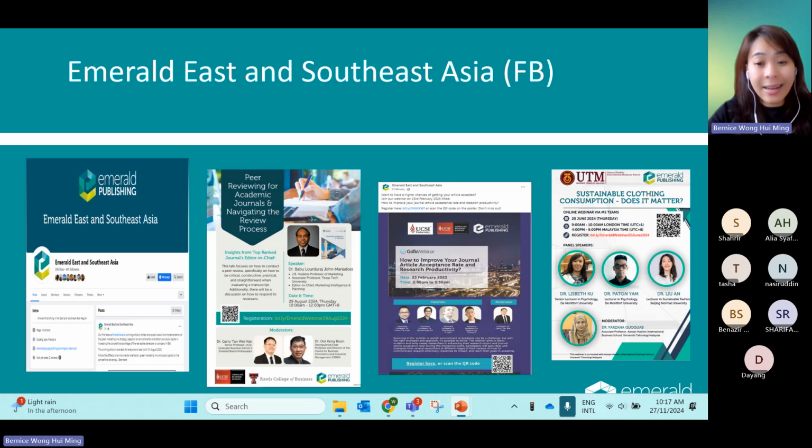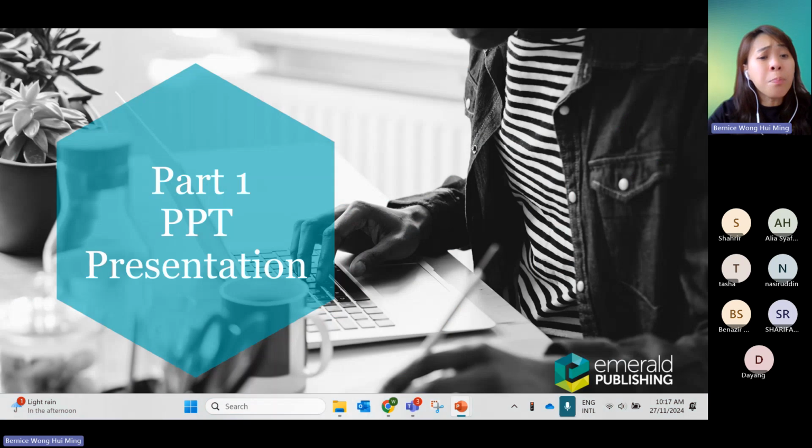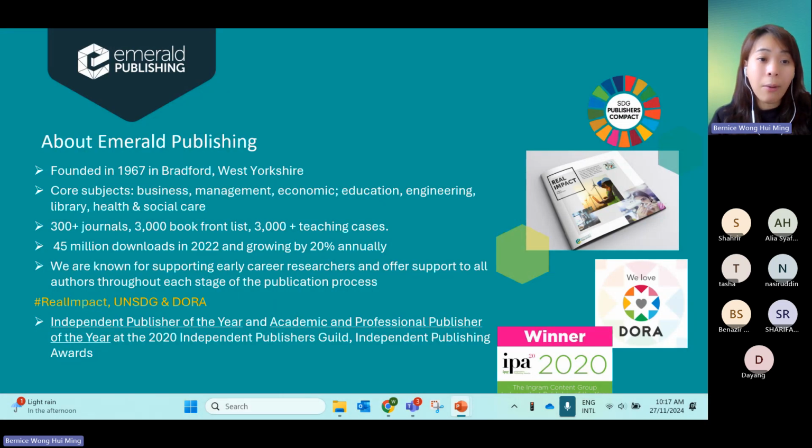Part one, I will share with you more on the product presentation, what journals Emerald has, and if you need more information, where you can get all the journal information. First, about Emerald Publishing: we were founded in 1967 in Bradford, and we are based in West Yorkshire, UK. Our core subjects are business, management, and economics, but of course, we also have some specialist journal collections, for example education, engineering, library, and health and social care.